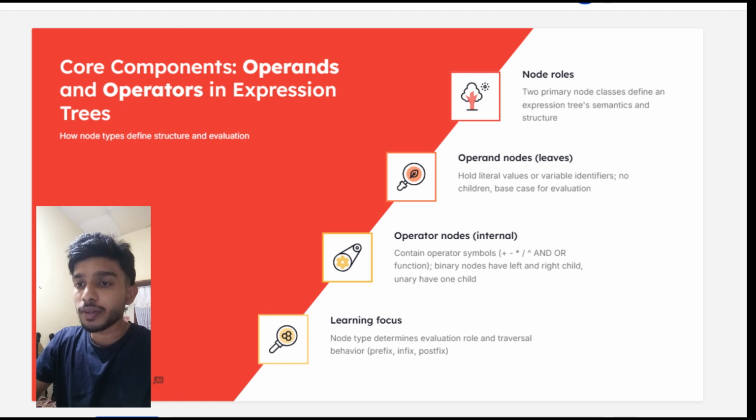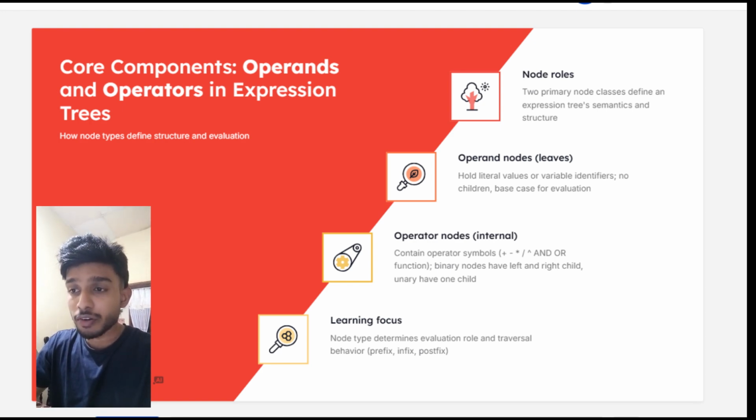Next, we look at the core components. An expression tree is built from just two types of nodes. There are operand nodes and operator nodes. First, operand nodes. They are the leaves. They hold the raw values like a number or variable name. They have no children. They are the endpoints.